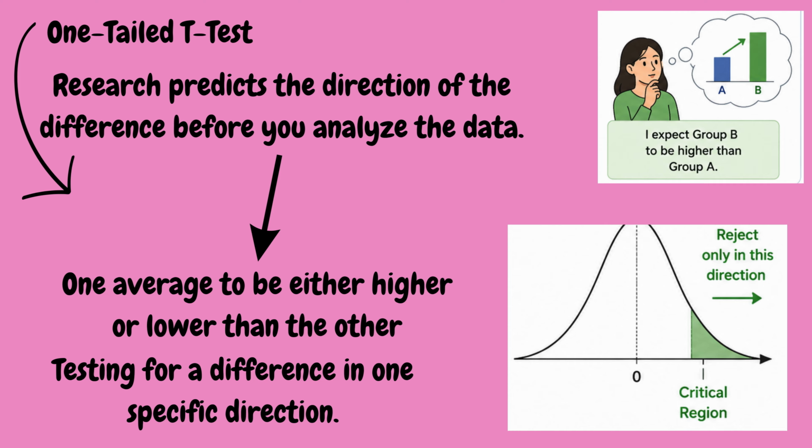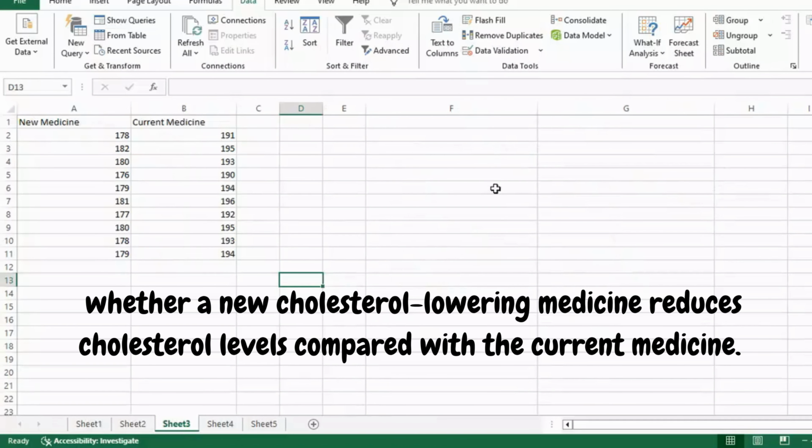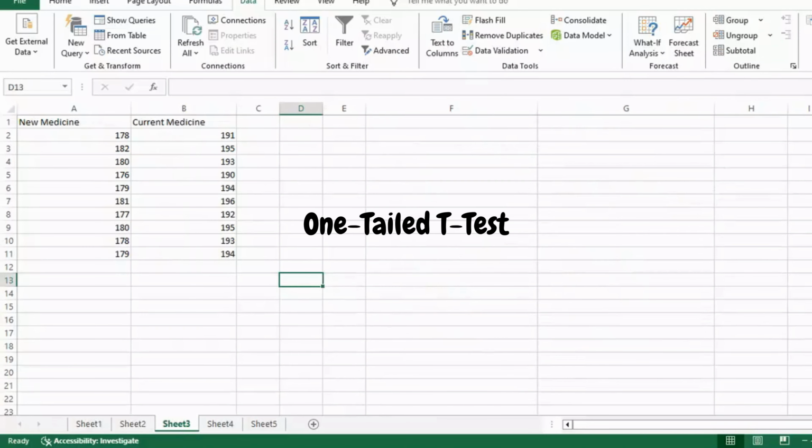The main feature of a one-tailed test is that your research hypothesis makes a clear prediction before you collect or analyze your data. If your research examines whether a new cholesterol-lowering medicine reduces cholesterol levels compared with the current medicine, because you specifically expect the new medicine to produce lower cholesterol levels, a one-tailed t-test would be appropriate.